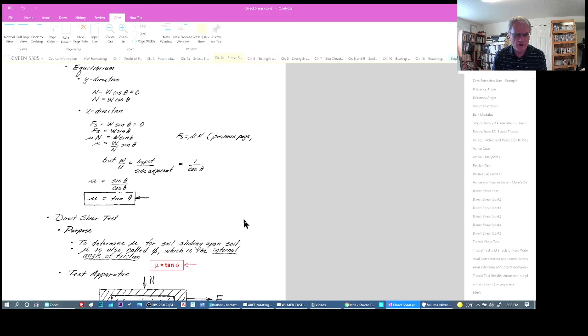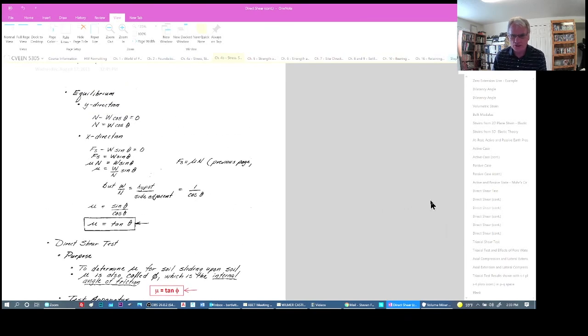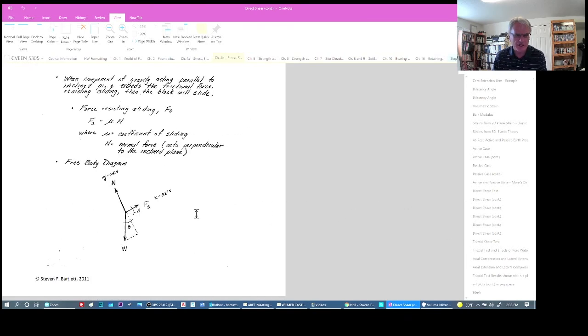And W over N is the hypotenuse divided by the side adjacent, which is 1 over the cosine of theta. So mu can be written as the sine of theta over cosine theta, or simply mu is equal to the tangent of theta. Let me go back to the free body diagram and explain what that means.